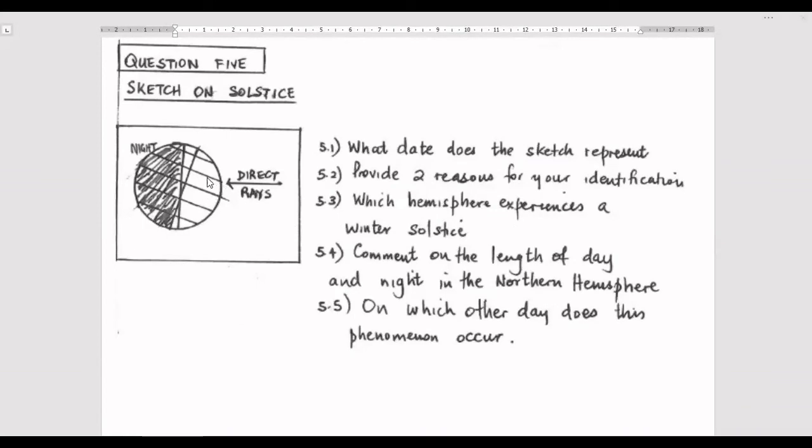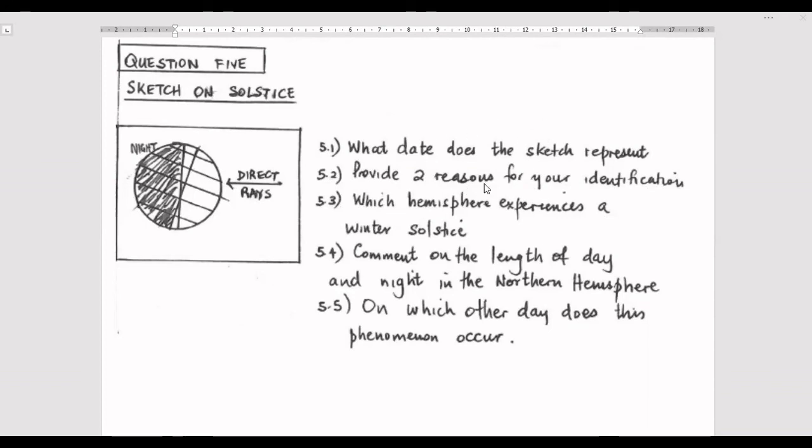Why? The sun is striking the Tropic of Cancer, which is in the northern hemisphere. The southern hemisphere is tilted away from the sun. Right? We're back to question 5.2. We said, give 2 reasons for your answer.